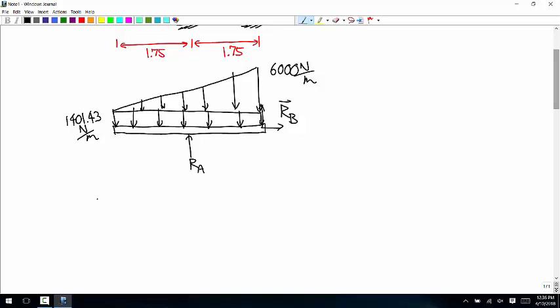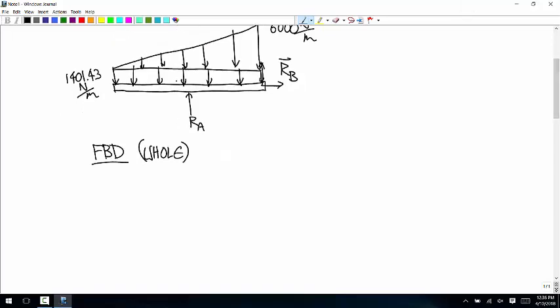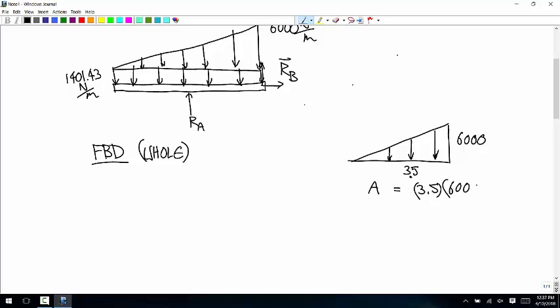And now first we have to isolate the whole body. And once we've chosen the body to isolate, we can represent those distributed loads as point forces. So let's draw those out. So there's the triangular one. The whole length is 3.5. The height of that triangle is 6,000. And so the total force is 3.5 times 6,000 divided by 2. So that's what, 10,500?